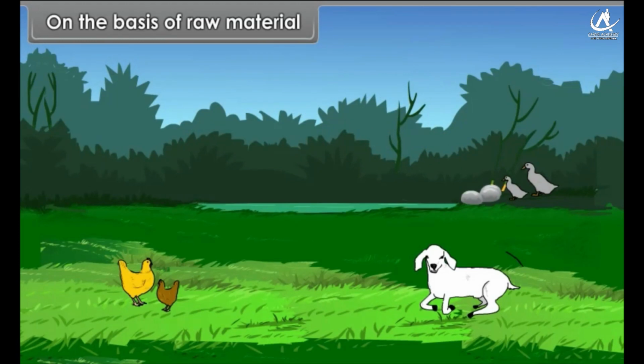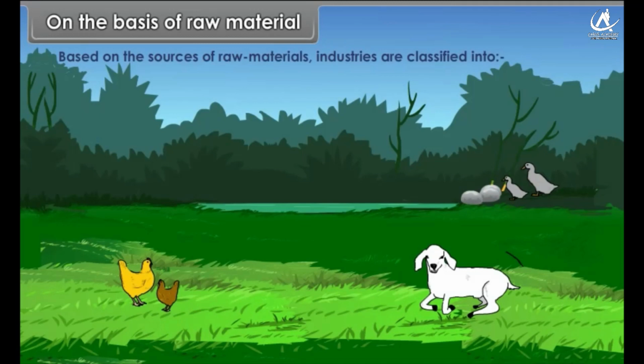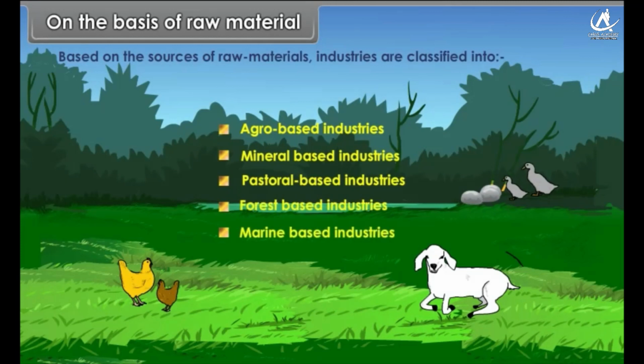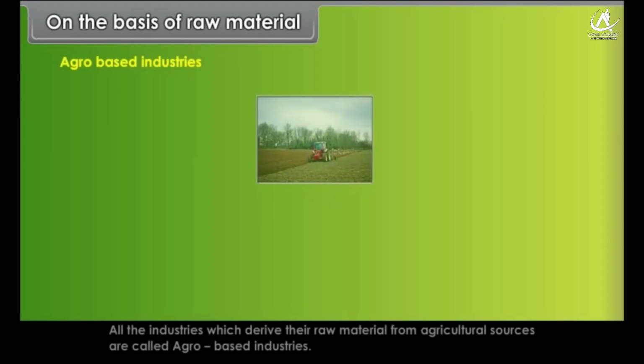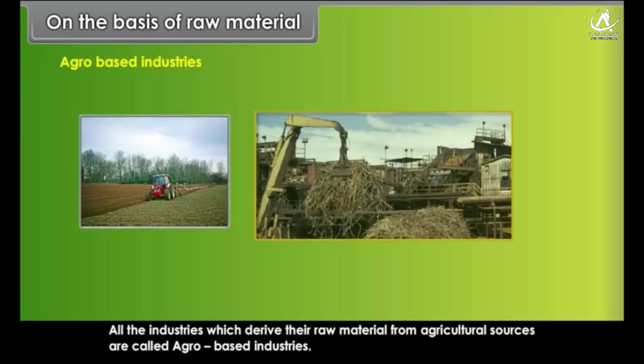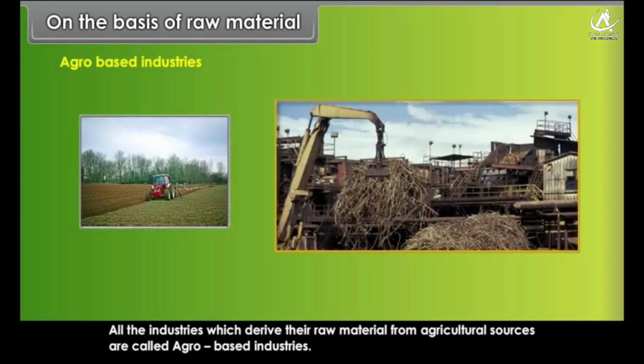On the basis of raw material. Based on the sources of raw materials, industries are classified into agro-based industries, mineral-based industries, pastoral-based industries, forest-based industries, marine-based industries. Agro-based industries. All the industries which derive their raw material from agricultural sources are called agro-based industries.